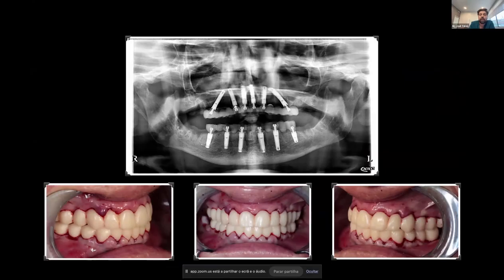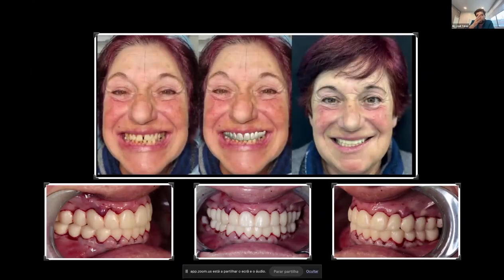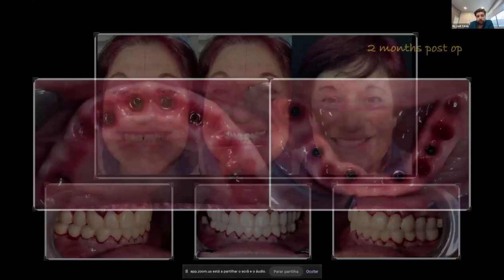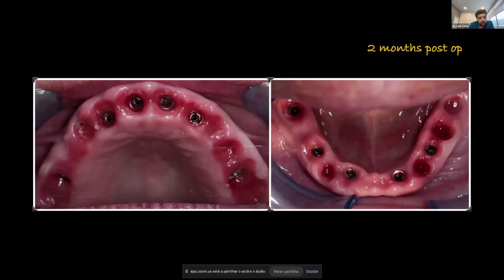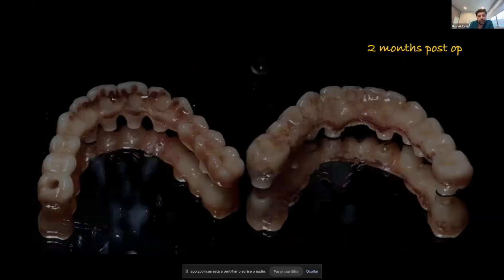So this is the immediate post-op, the reconstructions in place. This is the immediate panoramic X-ray. And this is the sequence from what we talked about to the provisional being in place. Still very numb, as you can see there. And after 2 months, this was the situation. Most of it was fine, but we lost an implant in the 6th position. The 36 was lost. It's not difficult to see why. You will see in a minute.